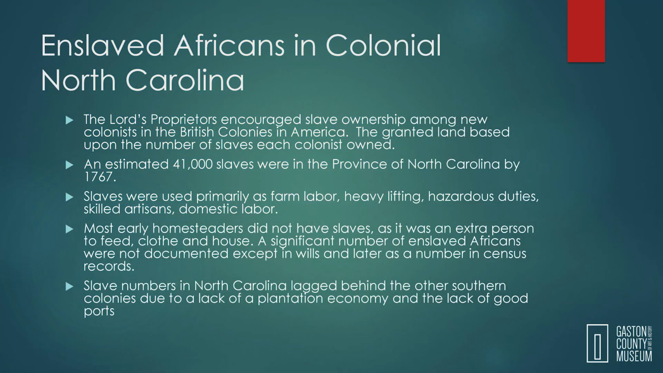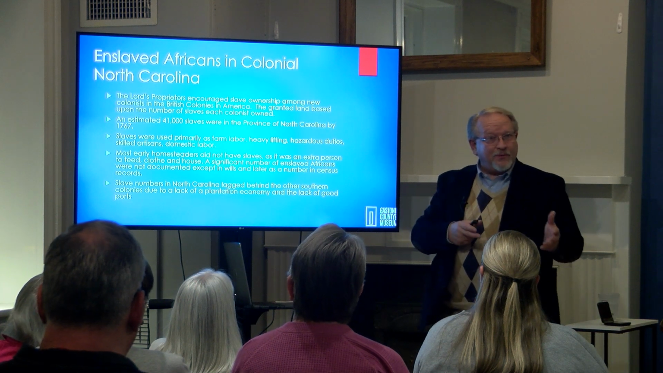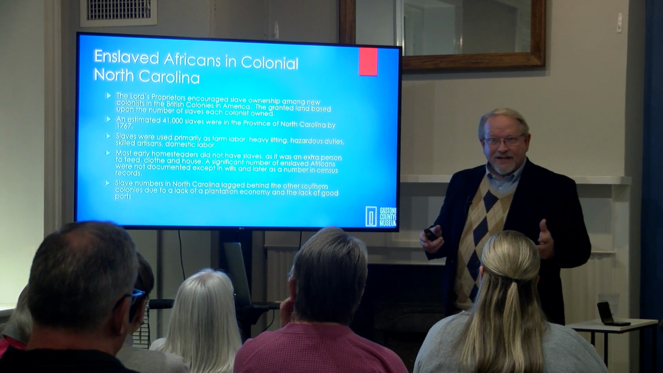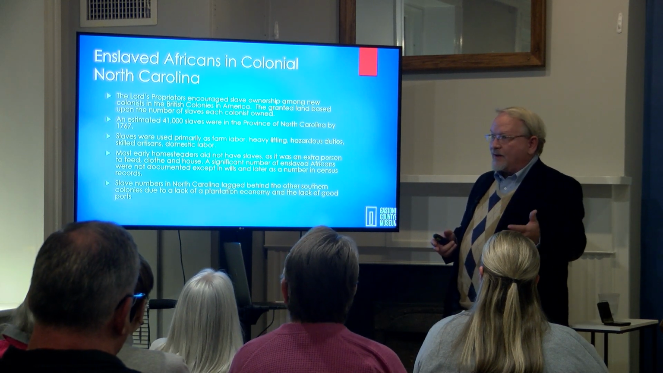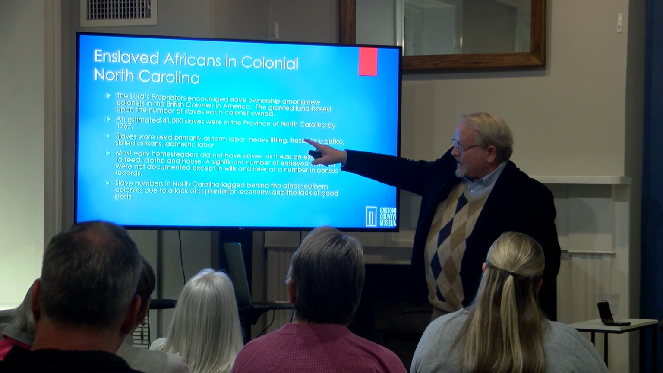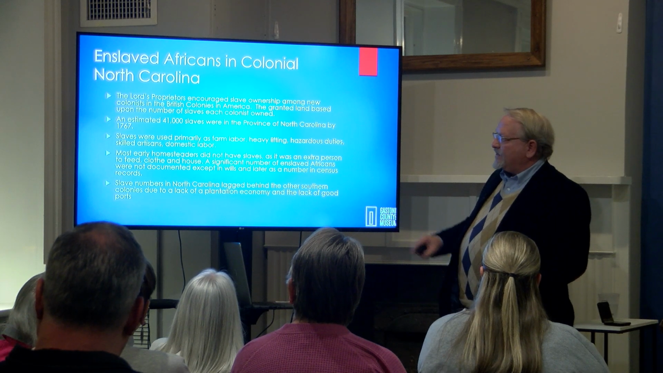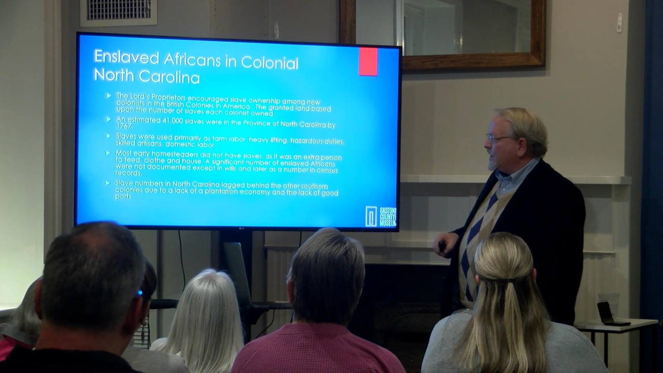Once this was handed over to the Lord's proprietors, they became part of the problem because they encouraged slave ownership. They granted land based on the number of slaves that you would bring to work that land. That's one of the criteria they used to grant land, and which was very unfortunate. So in North Carolina, it was estimated by 1667, about 41,000 slaves in the province.